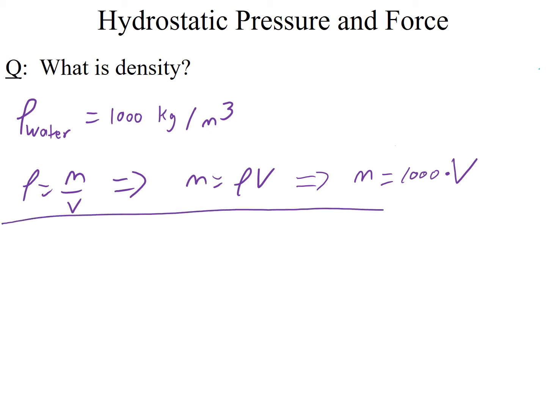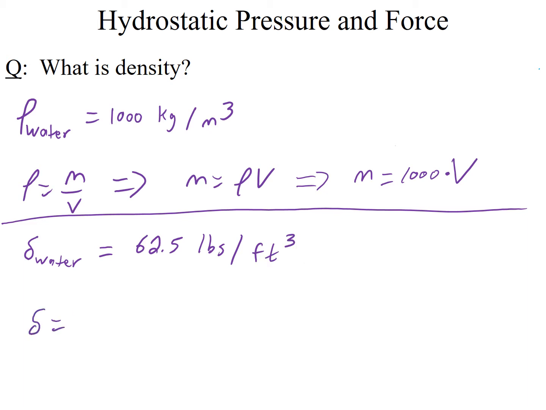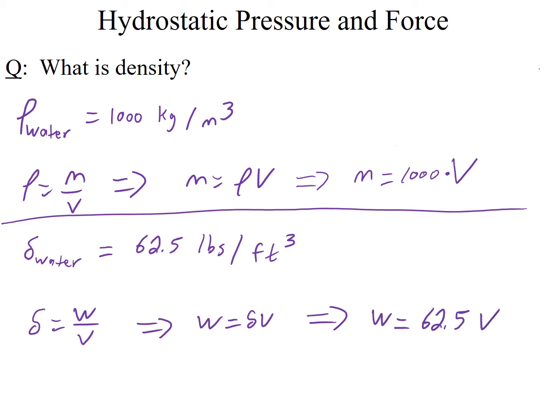Now, for the English unit version, delta, which is the weight density of water, is 62.5 pounds per cubic foot. So the formula for delta is the weight of the water divided by the volume. If you want to know the weight of the water, you multiply the delta by the volume. So if you have an amount of water and you want to know its weight, you just take the delta, which is 62.5 pounds, and multiply by the volume of the water, and you'll get the weight of the water.